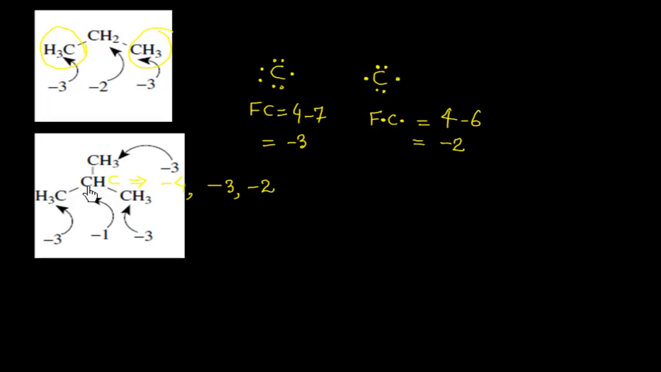Now let us say for this carbon, if I am interested in this carbon, we have only one hydrogen, and there are three carbons attached. So this side we have carbon, this side we have carbon, this side we have carbon. Bonds are equally shared, and now we can calculate the formal charge. So that is 4 minus 5, that is minus 1.